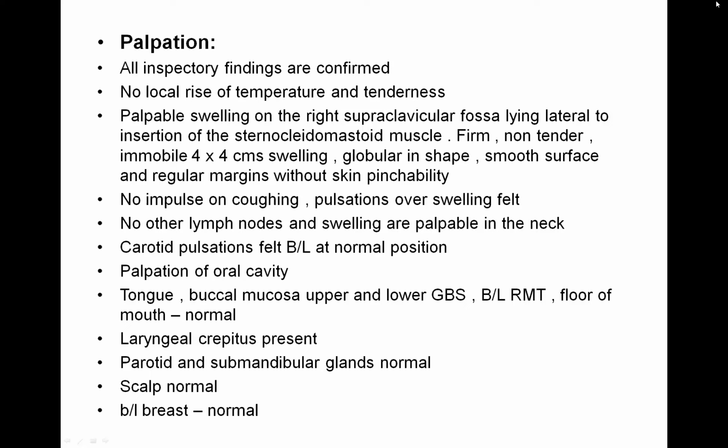No impulse on coughing, no pulsation felt over the swelling. No other lymph nodes and swelling are palpable in the neck. Carotid pulsation felt bilaterally at normal position. Palpation of oral cavity, tongue, buccal mucosa, upper and lower GBS, bilateral RMT, floor of mouth were normal. Laryngeal crepitus present. Parotid and submandibular glands are normal. Scalp is normal and bilateral breast is normal.